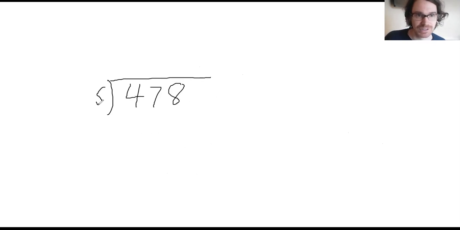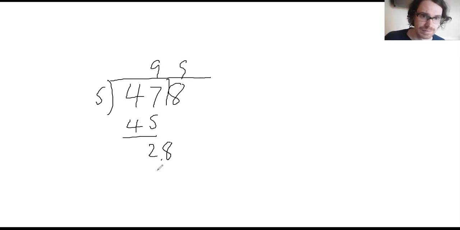Let's say 478 divided by 5. 5 does not go into 4, so we'll do 5 into 47, which should be 45. 9 times 5 is 45. So find the remainder, 2. Bring down the next digit, 8. 5 goes into 28 5 times. You get 25. Find the remainder, 3. The answer is 95 with a remainder of 3. Okay, one last one.